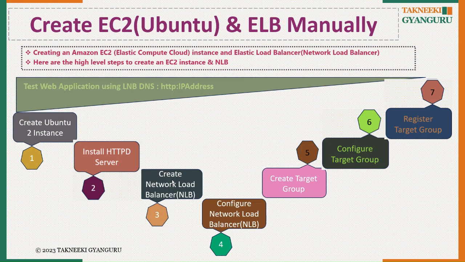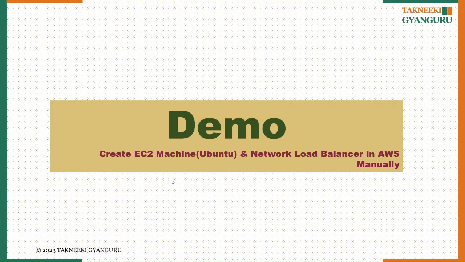So how will we check? We'll check with HTTP colon, the IP address or the DNS name. The DNS name will be given. So for the EC2 instances and the network load balancer, we will create the external access. Now we understood the concept. Now we'll go for the demo.